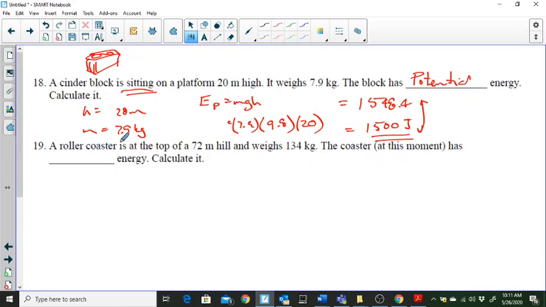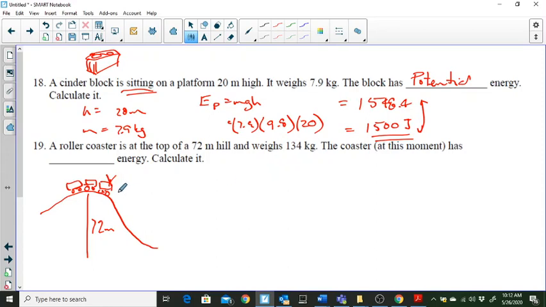All right, question number 19. We're scooting through these ones, ladies and gentlemen. A roller coaster is at the top of a 72-meter hill. You know what? I haven't drawn any pictures. Well, I drew that cinder block up there, but this is a roller coaster. So here's my roller coaster. There's the wheels, here's the cart. And here am I sitting at the front, with my arms stuck up in the air. Yee! All right, a roller coaster is at a 72-meter hill and weighs 134 kilograms. The coaster at that moment has what sort of energy?